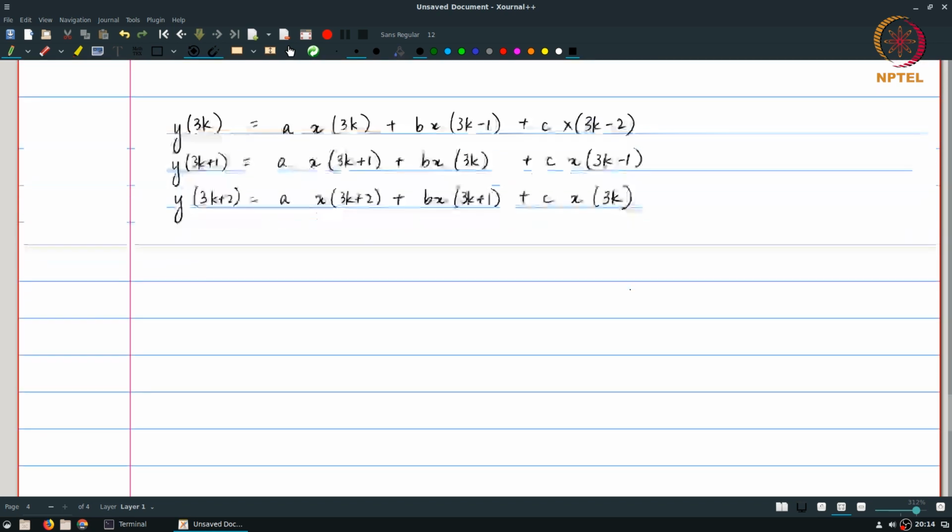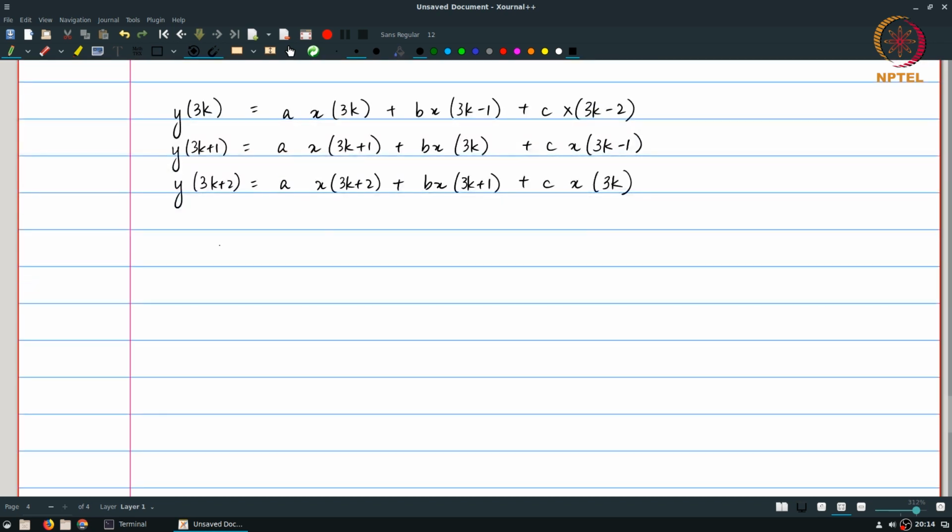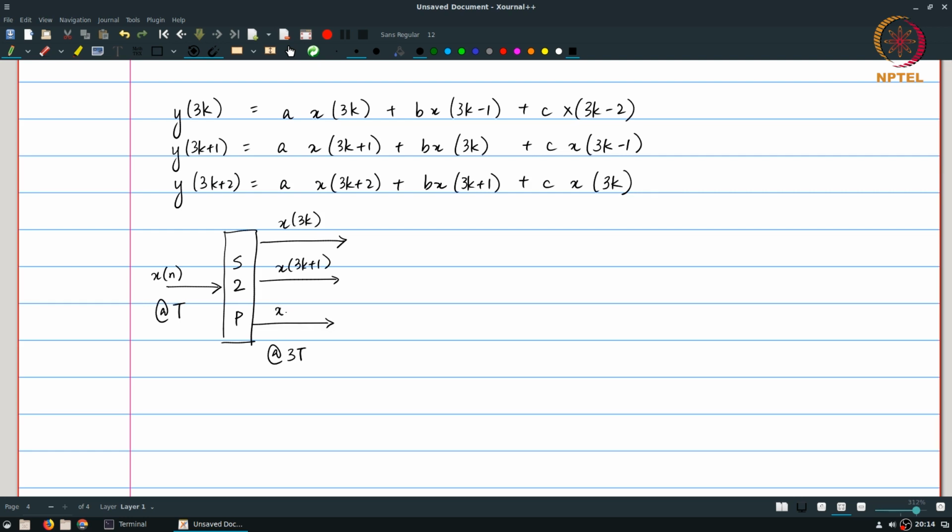In terms of a hardware architecture, what does this look like? We can think of it this way. I have my x of n sampled at t going into a serial to parallel converter, and the output of this changes at 3t. So I have three streams: x of 3k, x of 3k plus 1, and x of 3k plus 2.